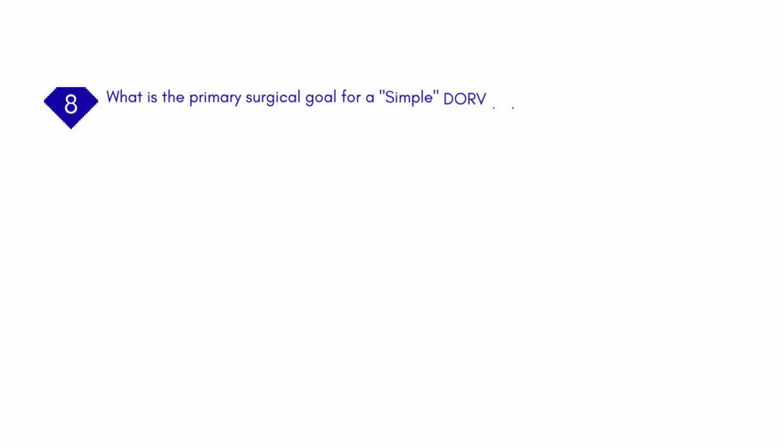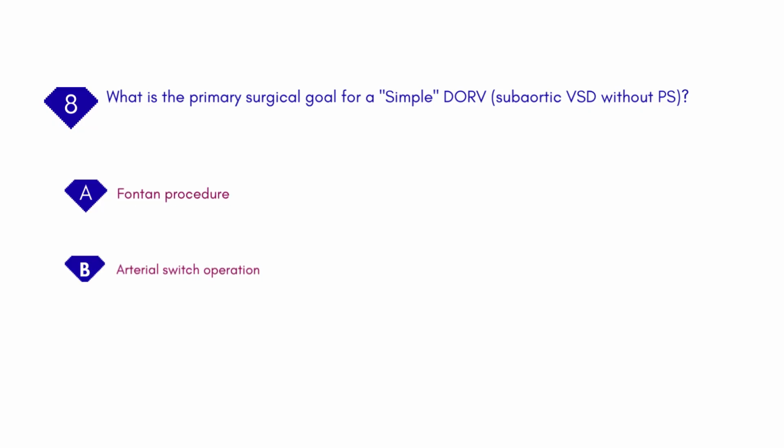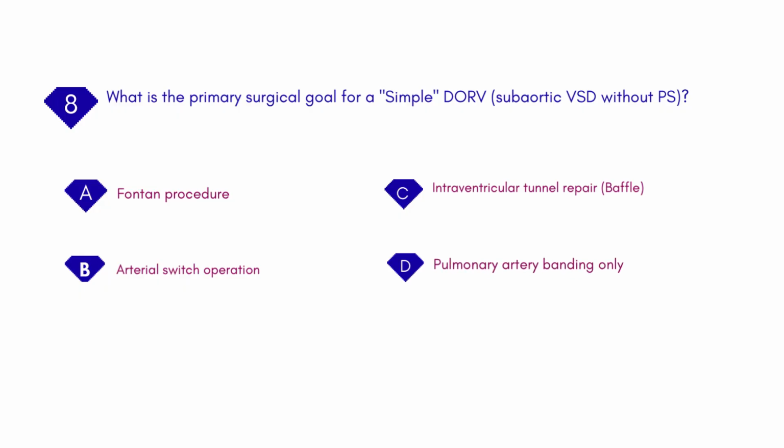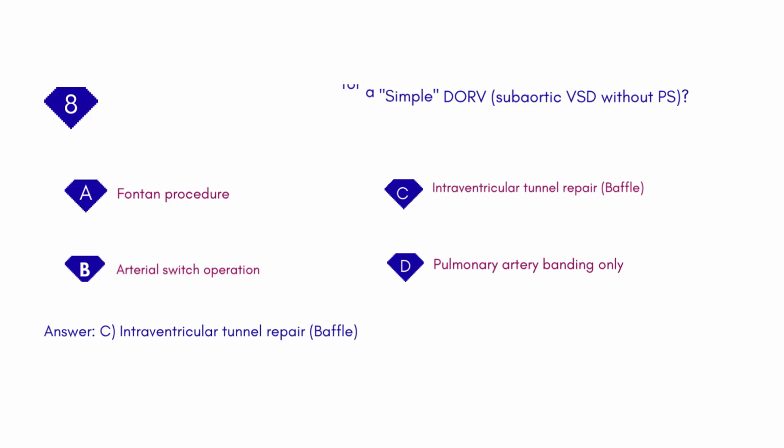What is the primary surgical goal for a simple DORV, subaortic VSD without PS? A. Fontan procedure. B. Arterial switch operation. C. Interventricular tunnel repair, baffle. D. Pulmonary artery banding only. Answer: C. Interventricular tunnel repair, baffle.